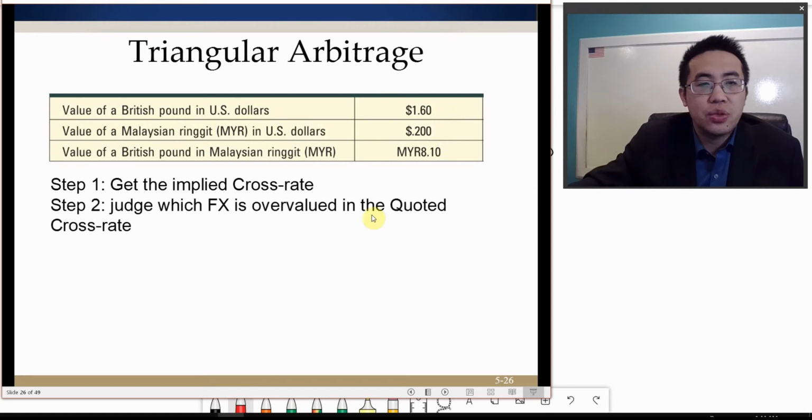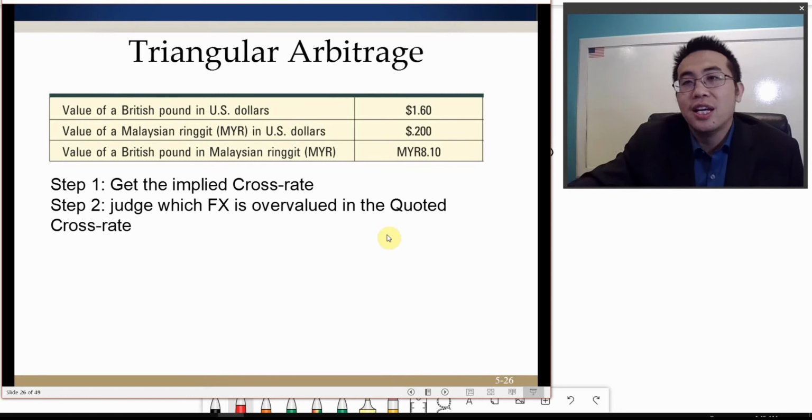And also you want to judge which one is overvalued in a quoted cross rate. So in this 8.1 rate, the pound is overvalued. The implied rate gives you 8.0, but now it's priced at 8.1. So this is overvalued. If it's less than 8, it would be undervalued. Okay, so if it's overvalued, then you will sell at this overvalued price. You want to take advantage of overvalued things, right? You want to buy undervalued things and then sell overvalued things. So you want to sell at this 8.1 Malaysian ringgit per pound.